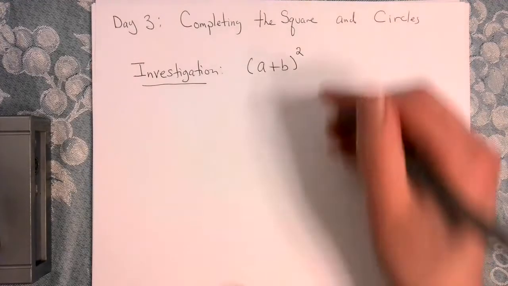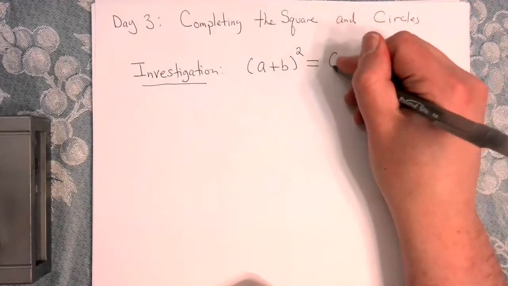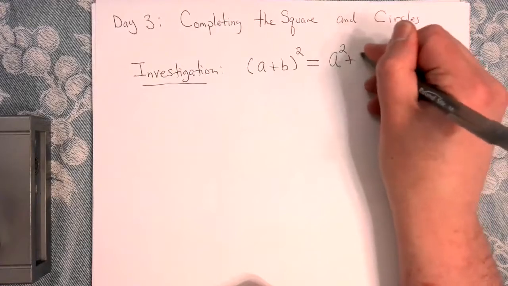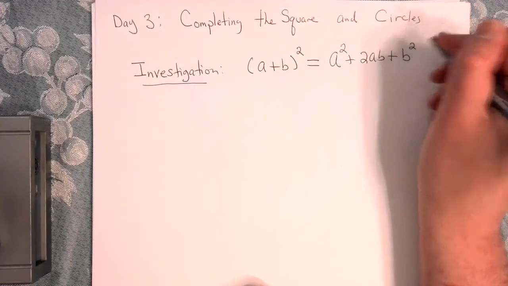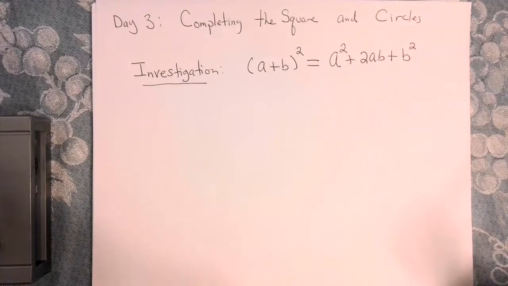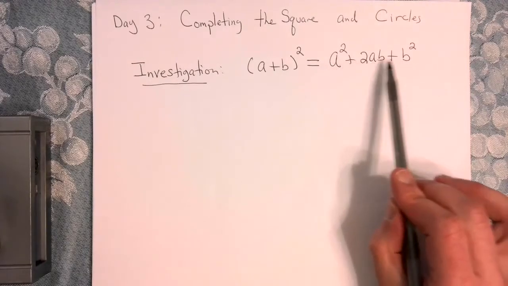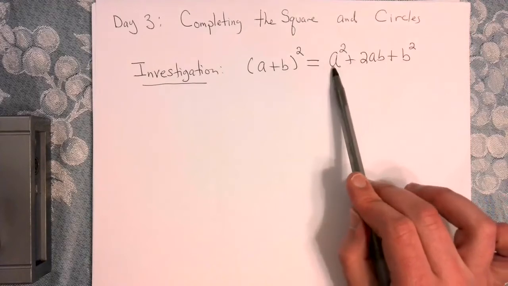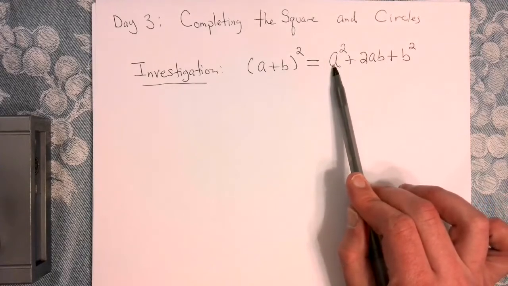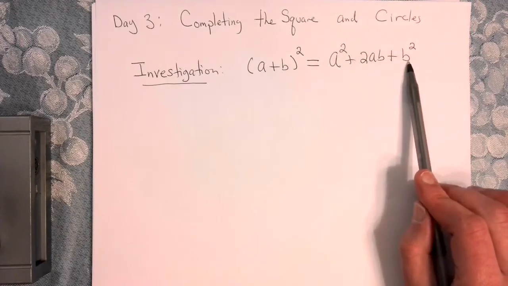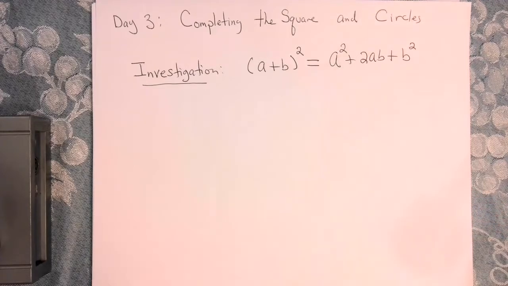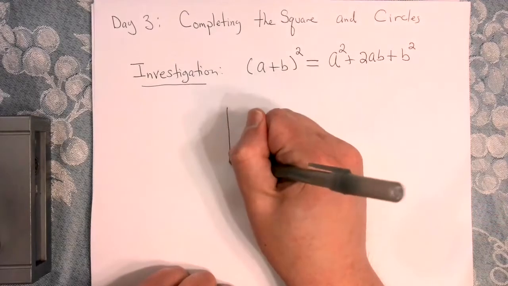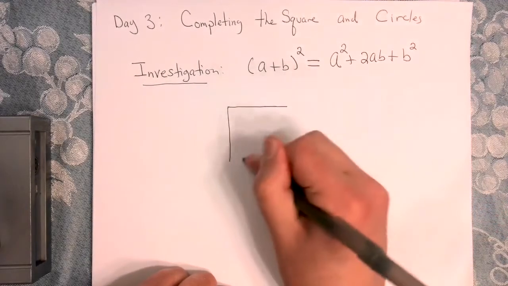So (a plus b) quantity squared, we know that that's a squared plus 2ab plus b squared. But how can I think about this geometrically? Well, let's think about each term here. So let's think about this as the area of a square, and this might be the area of a couple rectangles. So for a squared, let's think about a squared as a square that's a by a.